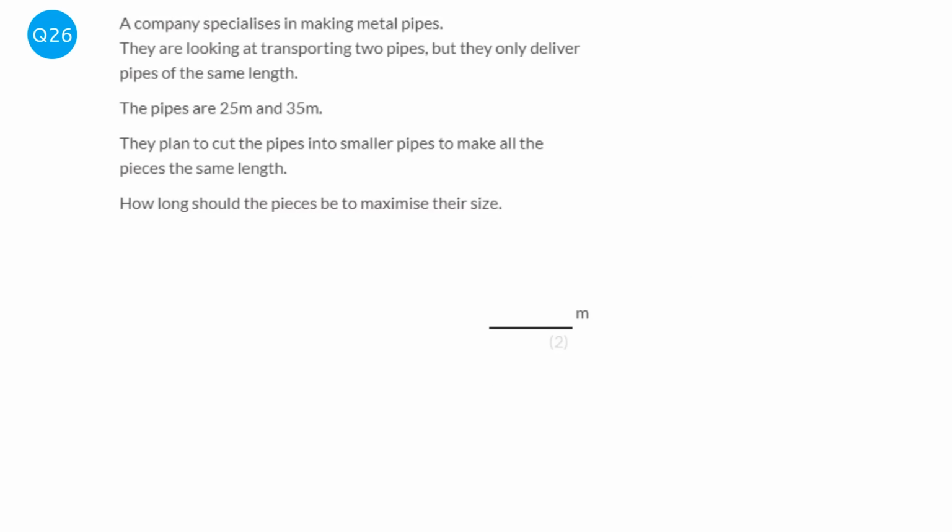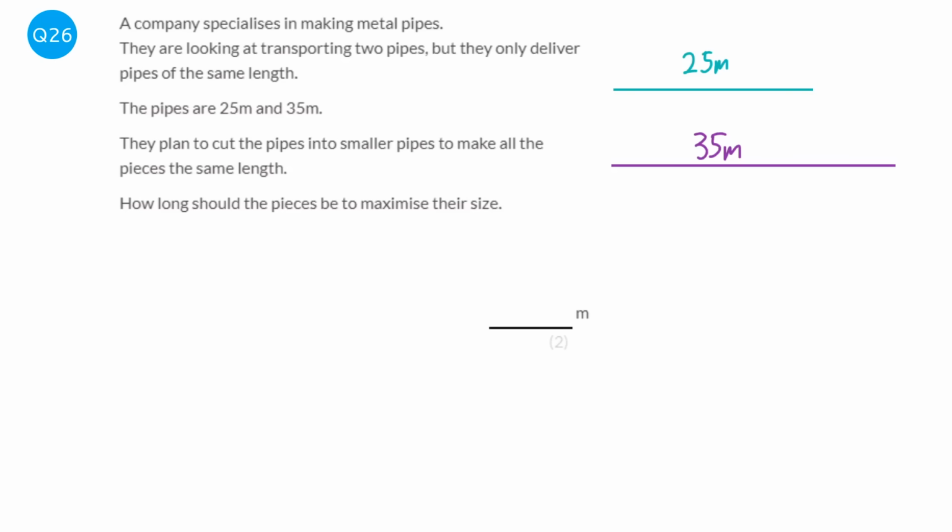So if we imagine we've got the 25 meter pipe here, and we've got the 35 meter pipe here. The question's basically asking us, what can we cut all these pipes into, and they all have to be the same length, that will fit with the 25 meter and the 35 meter. And essentially what this question's asking is, what is the highest common factor of 25 and 35?